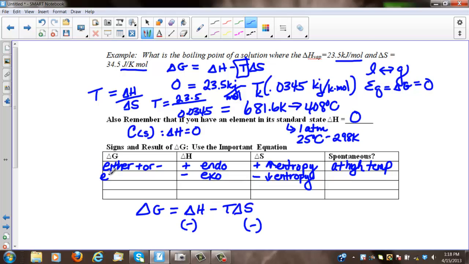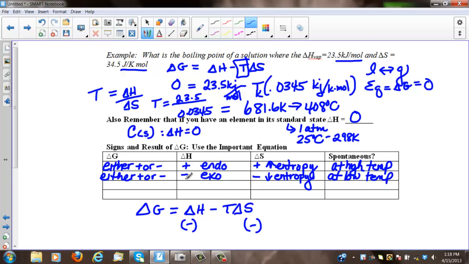So in this situation, I'm also going to be either positive or negative. And I will only be spontaneous at a very low temperature, because if T is very small, when this negative value is added to this negative value, I can still remain negative. So it is at a low temperature that it will be spontaneous.